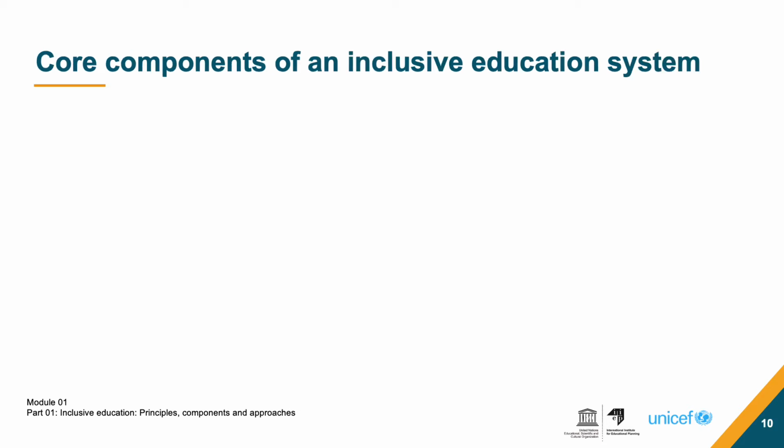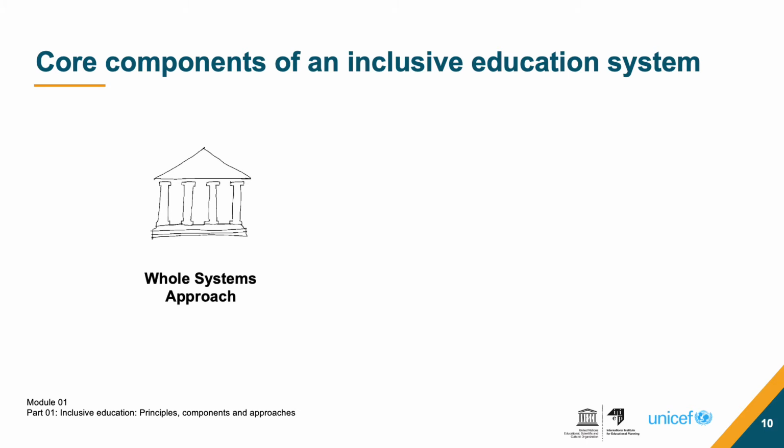So, let's take a systems perspective and reflect on what makes an education system inclusive. First, inclusive education is not provided simply through inclusive pedagogy or materials or through building of ramps. It requires a whole systems approach where implementation is the responsibility of the entire education system and not only the classroom teacher.